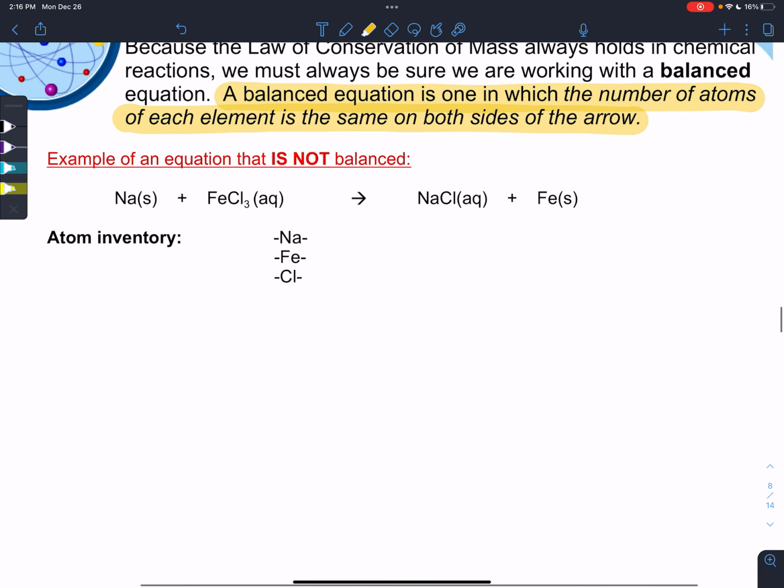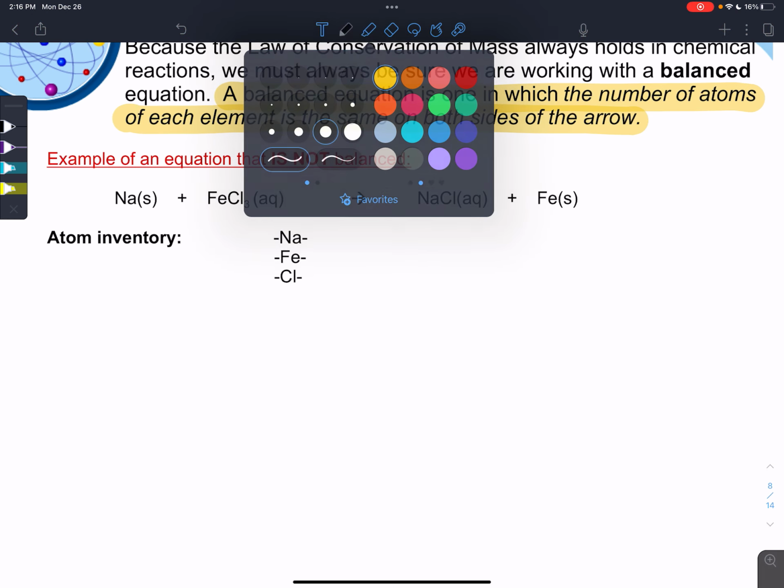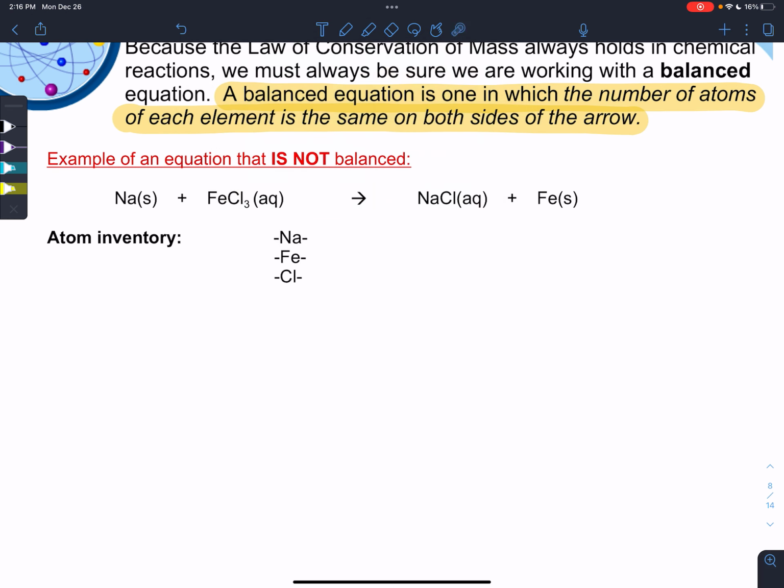So an example of an equation that is not balanced is right here. I'm not going to highlight it because I don't want to confuse y'all, but let's just talk through it. I'll use a pen. So we've got 1 sodium reacting with 1 atom of iron 3 chloride, and it forms sodium chloride and iron. Okay, now let's check and see if it's balanced. We know it's not, but this is how we would check.